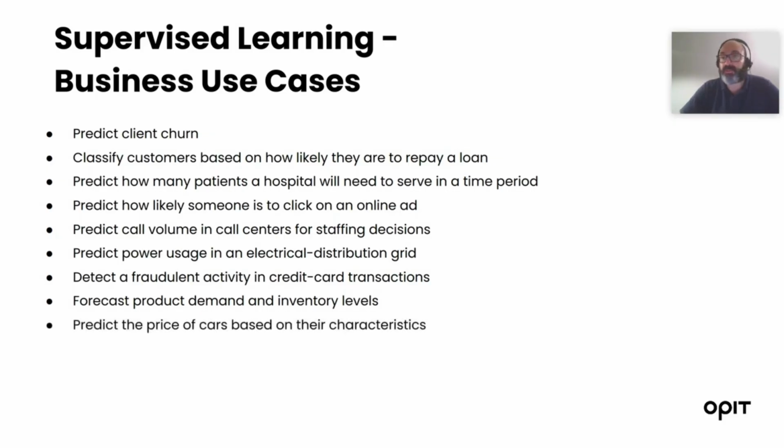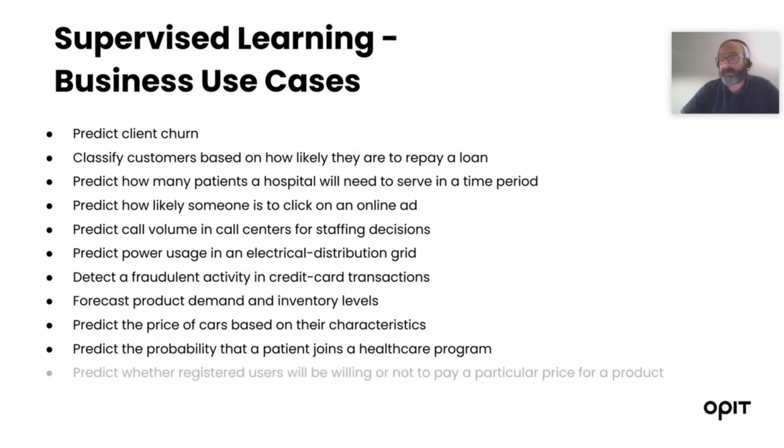We can also predict, for example, the price of cars based on their characteristics. This is not something that a final user wants to do, but car manufacturers use this business case a lot in order to give a price range for their models. We can also predict the probability that a patient joins a healthcare program, which is very interesting for insurance companies. And predict whether registered users will be willing or not to pay a particular price for a product. This is what is called dynamic pricing.